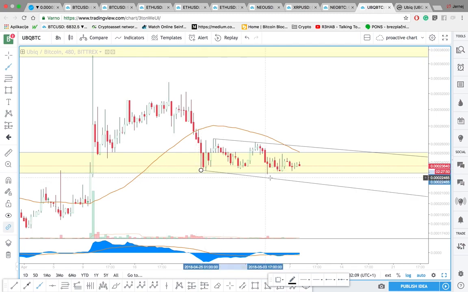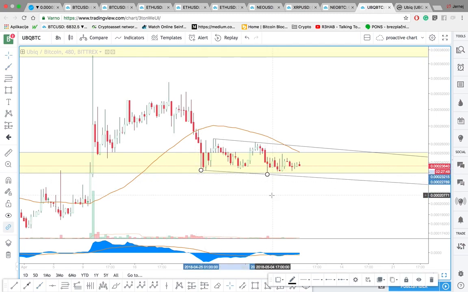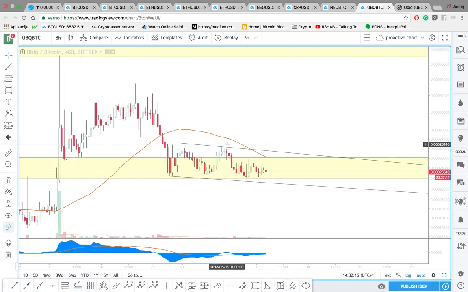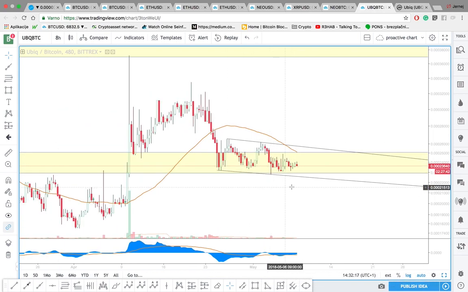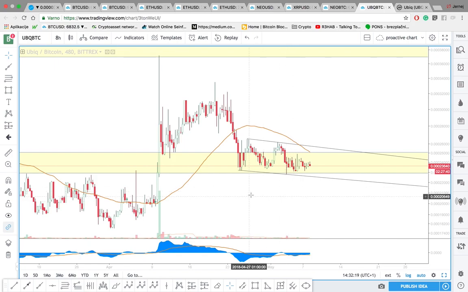Okay, what is this? Something like that. So until we stay in this, I wouldn't really do much. I mean, if this was on Bitfinex and I could short it, I would definitely look for shorting opportunities here if this breaks through to the downside.